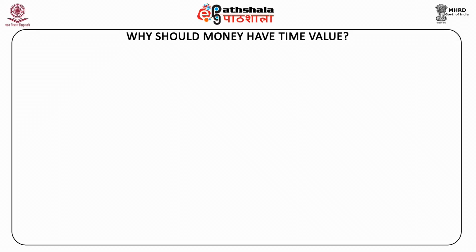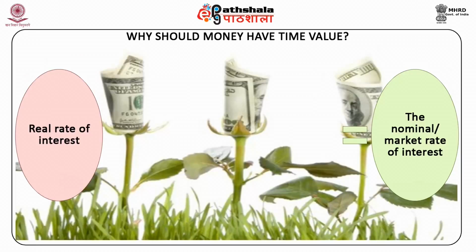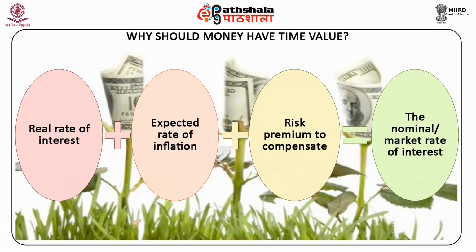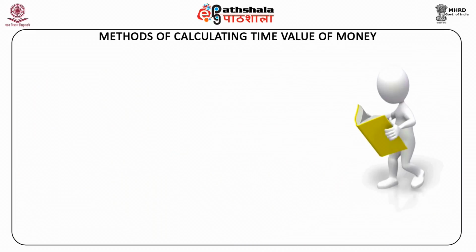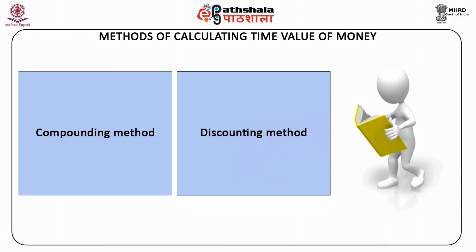The rate of interest can be calculated from the following formula. The nominal or market rate of interest is equal to real rate of interest plus expected rate of inflation plus risk premium to compensate for uncertainty. The methods of calculating time value of money are compounding method and discounting method.